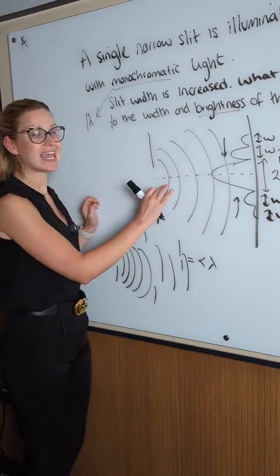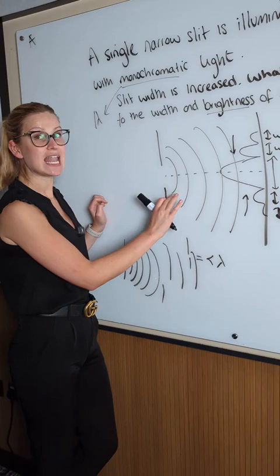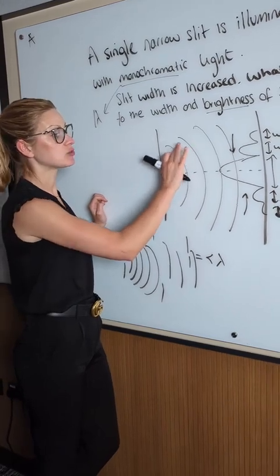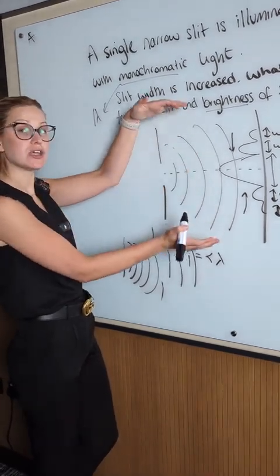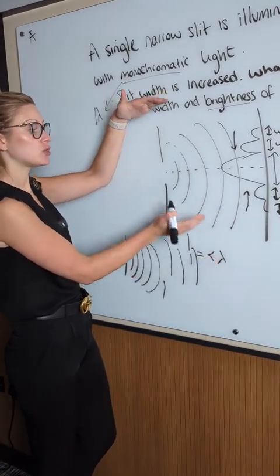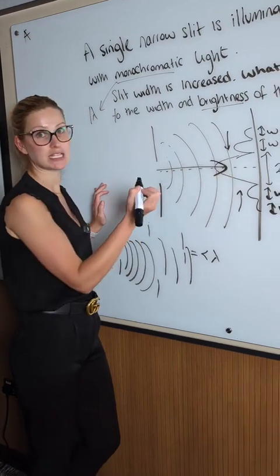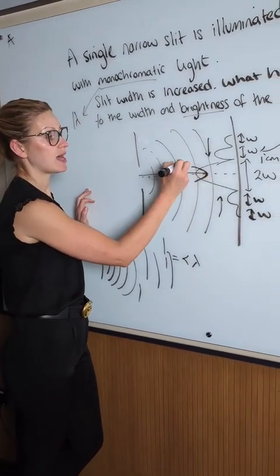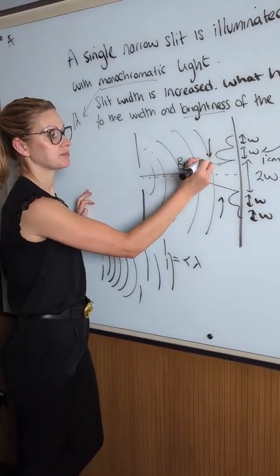So we're getting less diffraction, less spreading out of the waves. They're not spreading out as much, they're not diffracting as much, which means more of the light is going to hit the maximum. Because more of the light hits the maximum, it's going to get brighter.